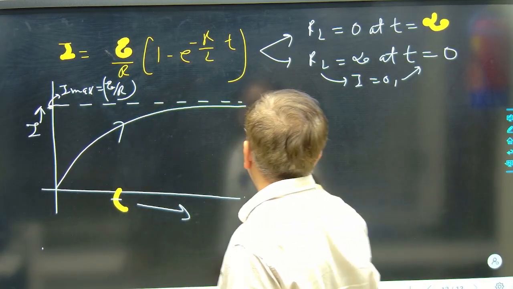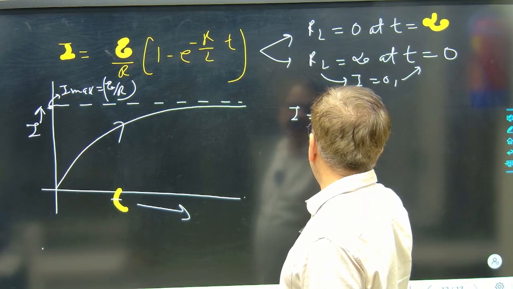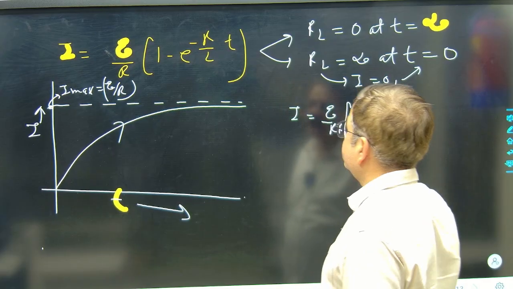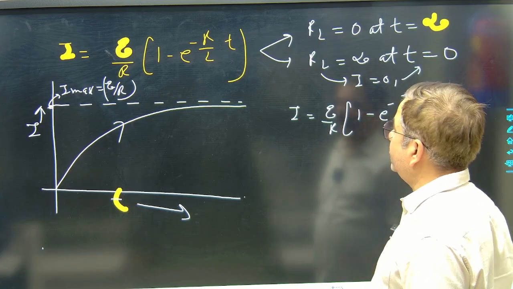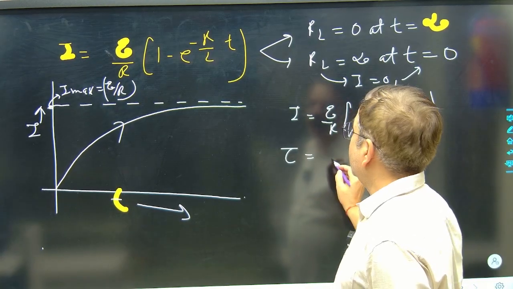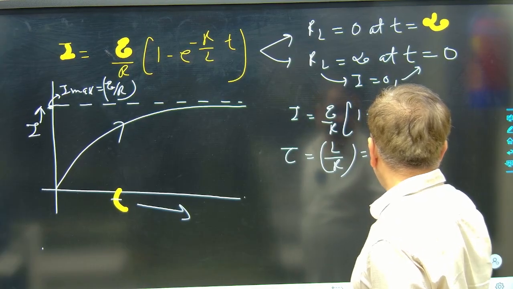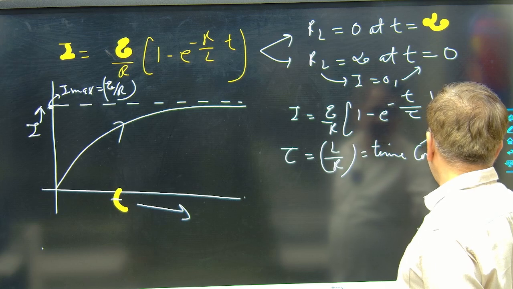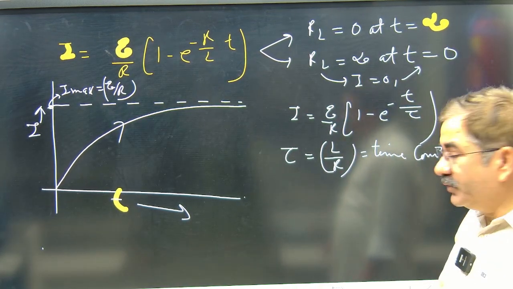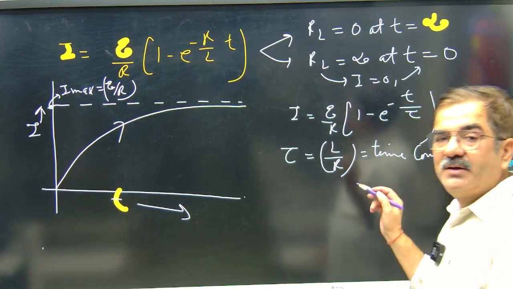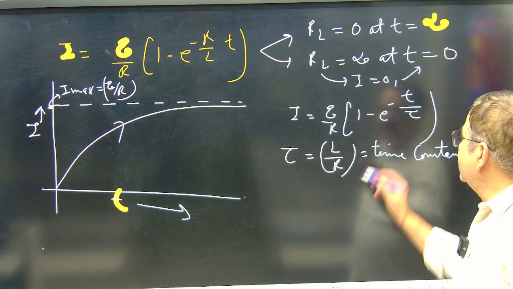And here this term R by L, just see, I will say that this current expression is I equal to E by R times 1 minus e to the power minus t by tau. Tau is called the time constant of the circuit, and this tau is L by R. It is called the time constant in the circuit, and that is always a constant ratio of L by R. If you compare with the RC circuit, there R into C was the time constant, and here it is L by R, that is the time constant.